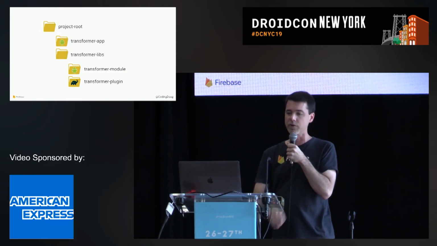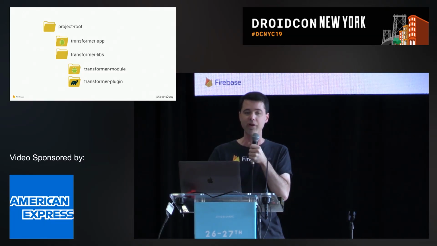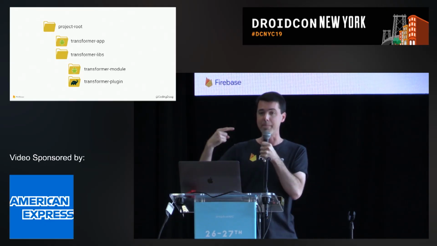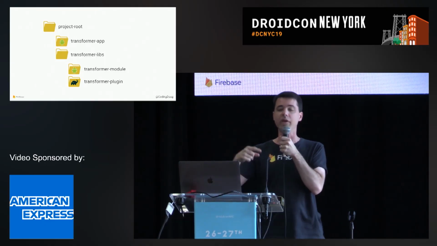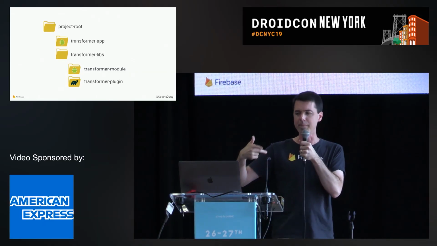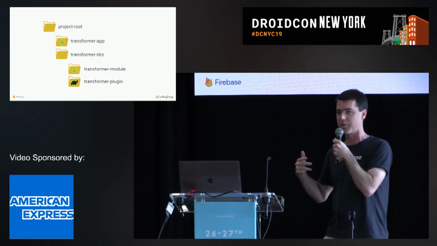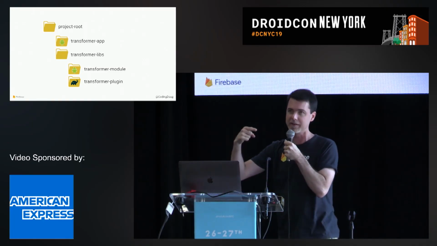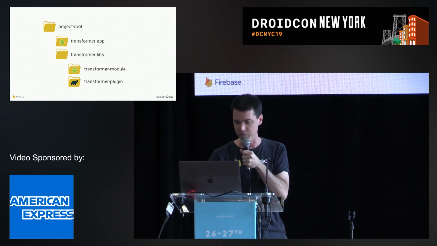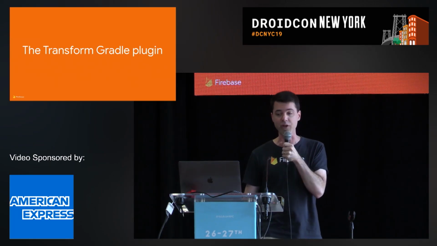So the way I've organized it in source control, and this is just so you can visualize what I'm doing, at the project root, I have the app and the library sitting at the same level. Within the library, the Android module sits next to the transform plugin. The module and the plugin kind of depend on each other. The plugin is going to do things that are dependent on knowing what the module expects. So I'll say a little bit more about that. But first, let's talk about the Gradle plugin.